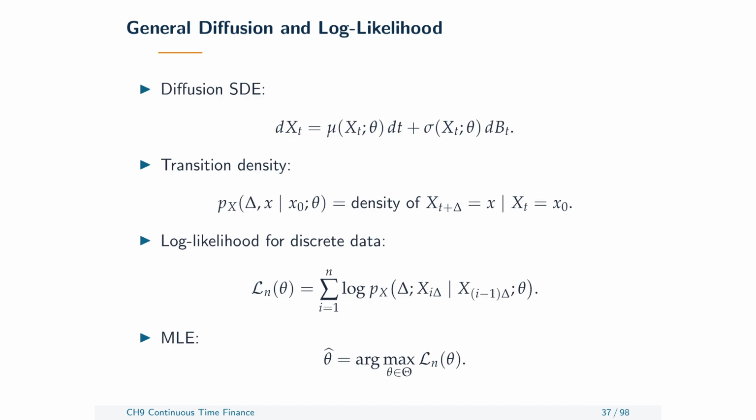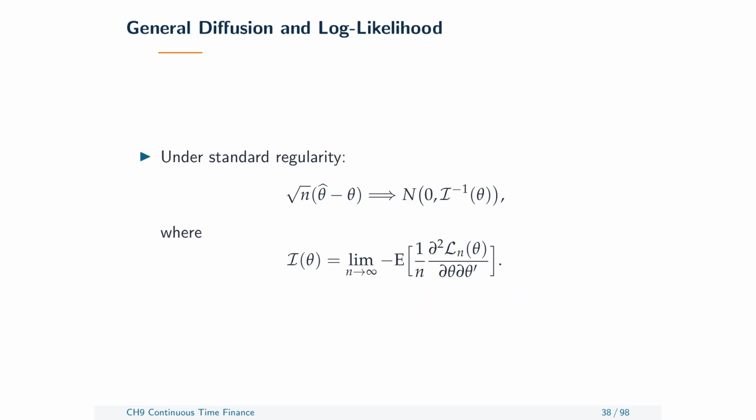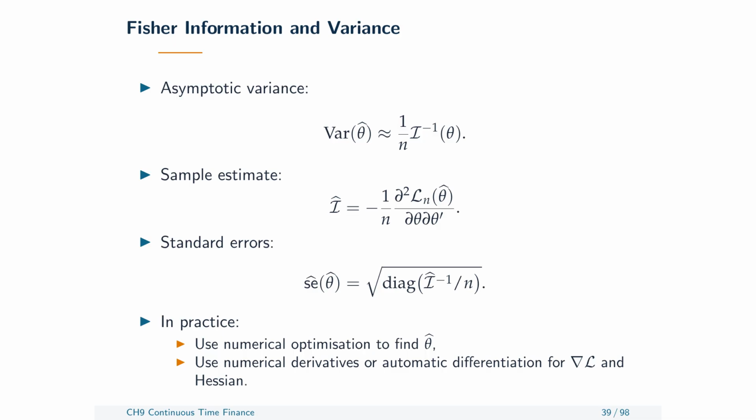The log likelihood is the sum, over observed transitions, of the logarithm of the transition density. The maximum likelihood estimator chooses the parameter vector that maximizes this sum over the permitted parameter space. When the transition density is known and regularity conditions hold, the estimator is consistent and asymptotically normal. Its covariance is governed by the inverse Fisher information matrix scaled by sample size.